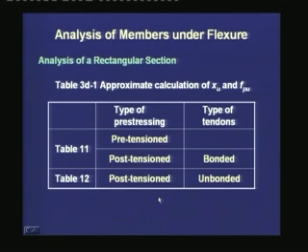Now, the tables give the values for this type of section. Table 11 gives values for pre-tension members and post-tension members with bonded tendons. Table 12 gives the values for post-tension members with unbonded tendons. As I had said earlier, the analysis of pre-tension members and post-tension members with bonded tendons is similar because we assume strain compatibility for both of them, whereas the analysis for post-tension members with unbonded tendons is different because there we cannot assume strain compatibility at a section; we assume a compatibility of the overall deformation of the member.